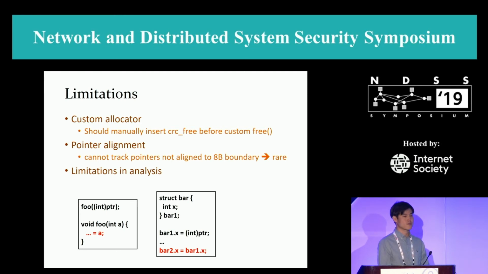We have some limitations, and we need to manually insert one of the CRC free calls before the custom memory deallocation. And in the pointer bitmap, we assume that the pointers are aligned to the 8-byte boundary, but we encountered a few cases where this assumption does not hold. So in this case, we cannot track those pointers. And also, we have some limitations in the analysis. We only do intra-procedural analysis. So when the pointers are cast to integers before being passed to another function and then stored to some memory location, we cannot track that operation. And a similar limitation applies to data flow.